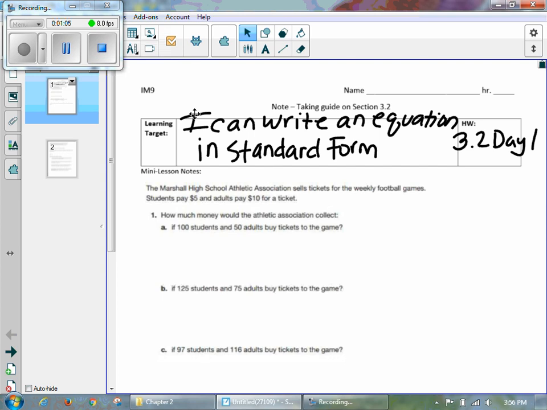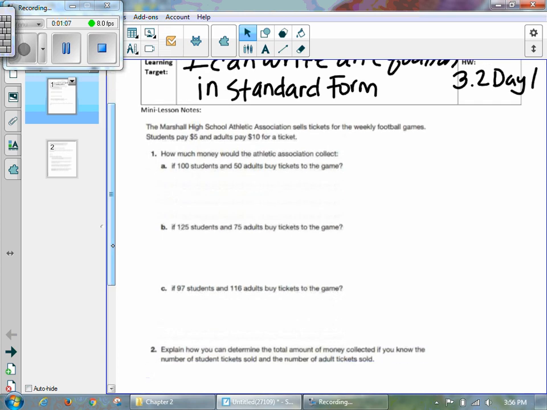Okay, so let's just start out with an example. The Marshall High School Athletic Association sells tickets for the weekly football game. Students pay $5 and adults pay $10. How much money would the Athletic Association collect if they sold 100 student tickets and 50 adult tickets?